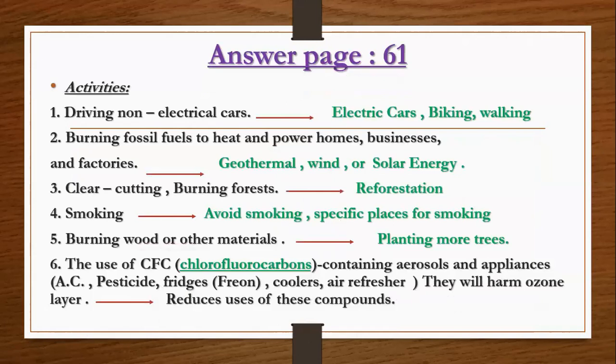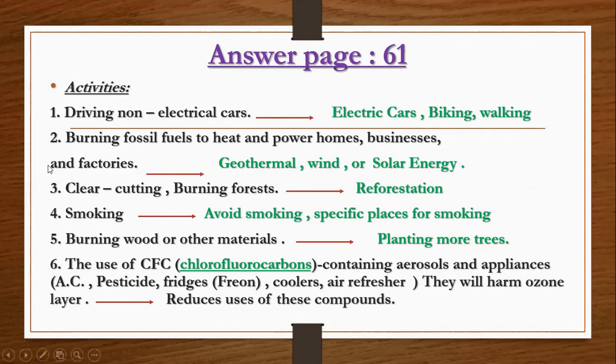Then on page 61 we talked about some human activities that harm and damage the quality of the air. One of these activities is driving non-electrical cars, normal cars that run on fuels. This will produce smoke, and this smoke can affect the atmosphere and cause air pollution. Instead of using non-electrical cars, we can use electrical cars or hybrid cars, or we can use our bicycles, or walk. We can also use public transportation.